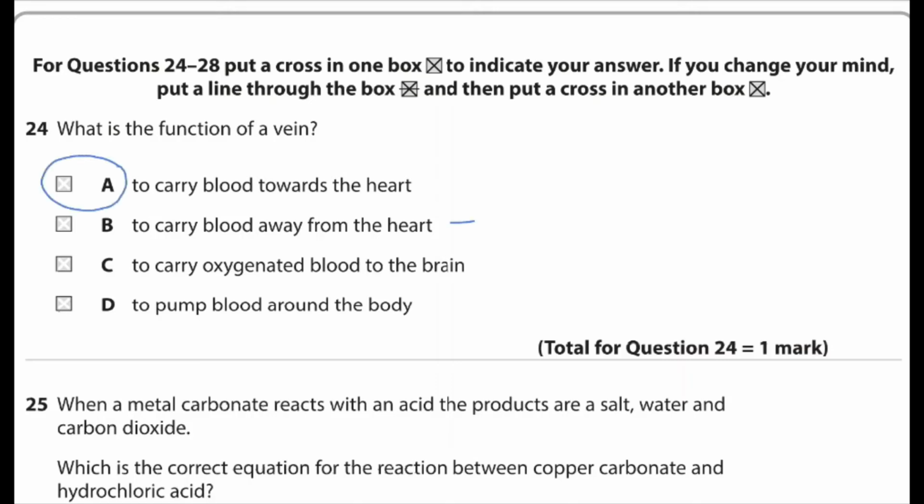Carry the blood away from the heart, that is a function of artery. To carry oxygenated blood to the brain, oxygenated blood cannot go to the brain in a vein. To pump blood around the body, pumping blood happens by the heart.